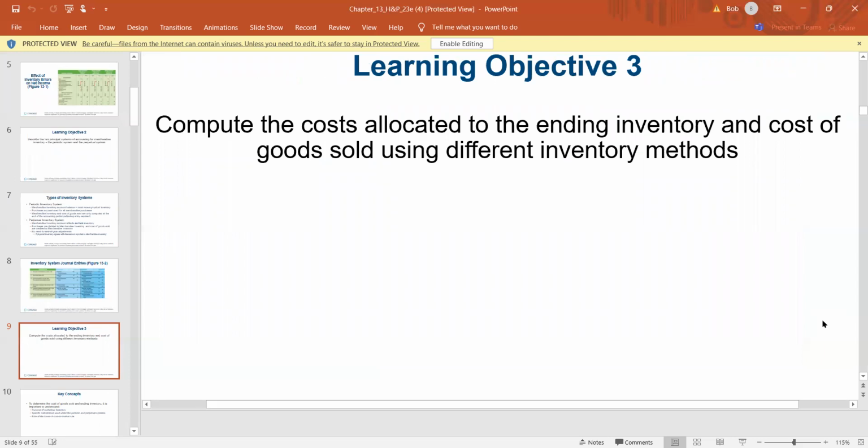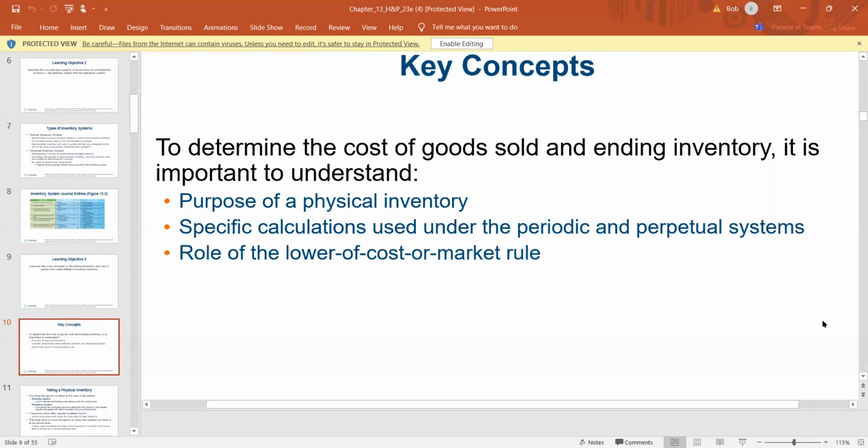Compute the cost allocated to the ending inventory and the cost of goods sold using different inventory methods. To determine the cost of goods sold and ending inventory, we got to understand why we take a physical inventory. And there are different calculations used in the periodic and perpetual systems. And then another concept we're going to talk about called the rule of lower of cost or market.